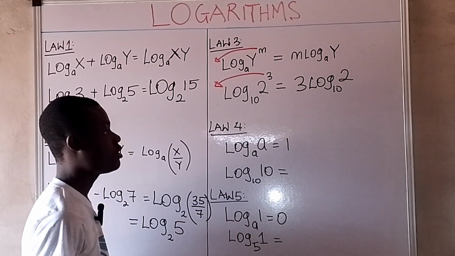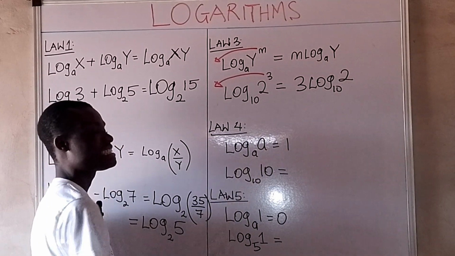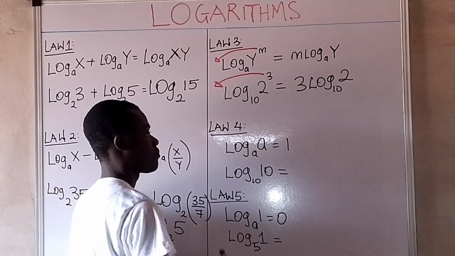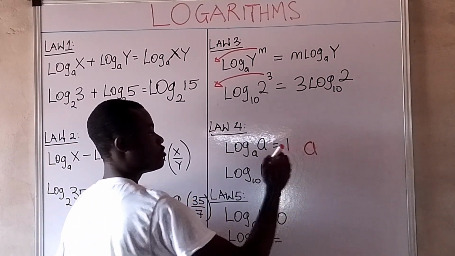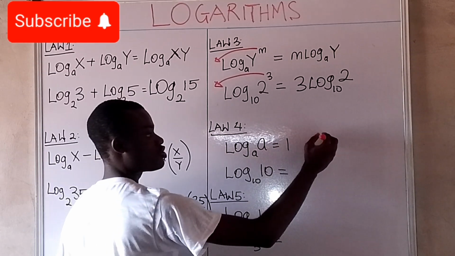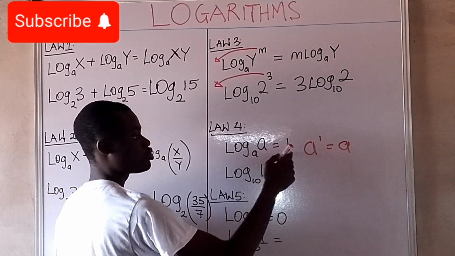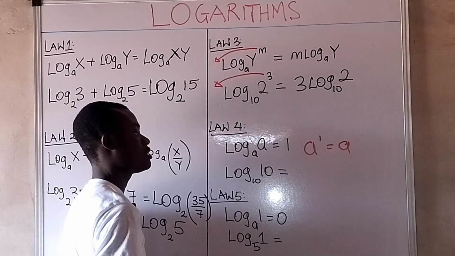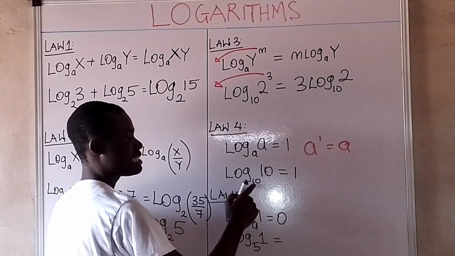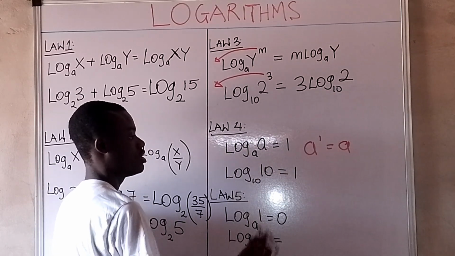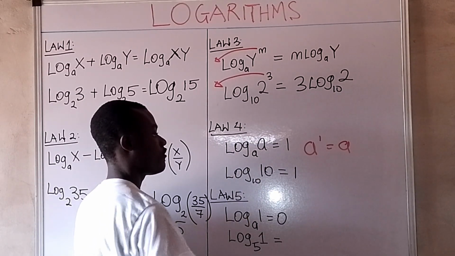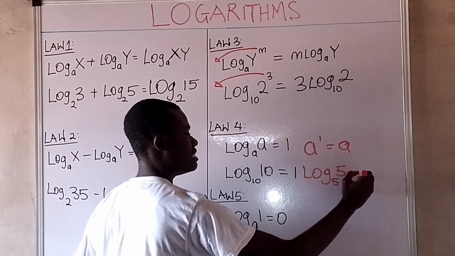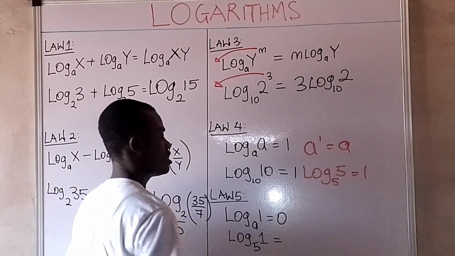Now log 4. In log 4, when the base and the number are similar, it is equal to 1 because the base here is a. The base in this case is a raised to this power. Remember, logarithm means power. A raised to power 1 is equal to a. So when the base and the number are similar, without solving, just know that the answer is 1 because 10 raised to power 1 will give us 10. So if I have, let's say, log 5 to the base of 5, without solving, the answer is 1 because 5 raised to power 1 will also give us 5.